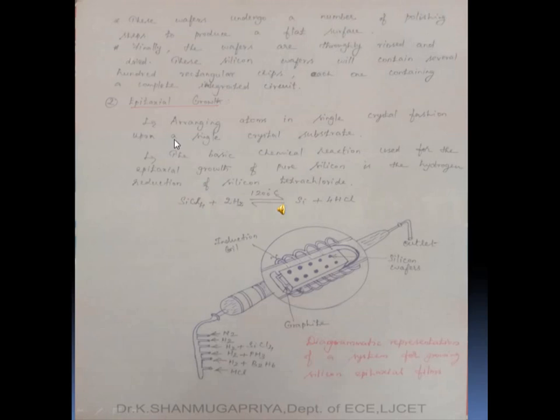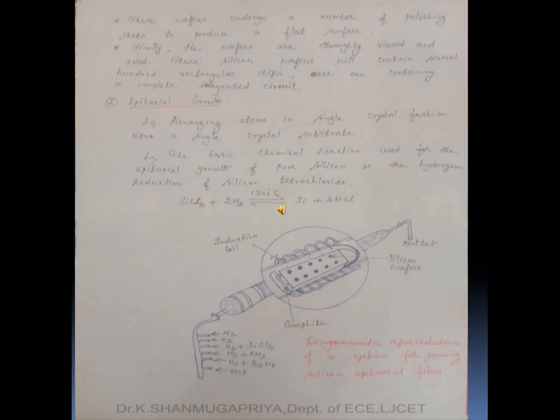The silicon wafers will contain several hundred rectangular chips, each one containing a complete integrated circuit. These wafers are divided into 100 to 8000 rectangular chips having sizes of 10 to 1 millimeter. The wafer thickness is chosen so that it is possible to separate chips without breaking, and at the same time it gives sufficient mechanical strength to the IC chip.